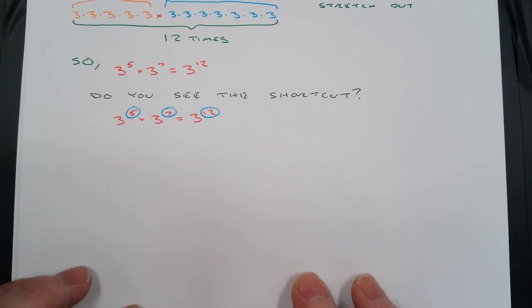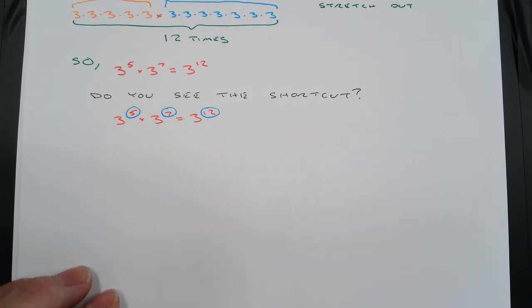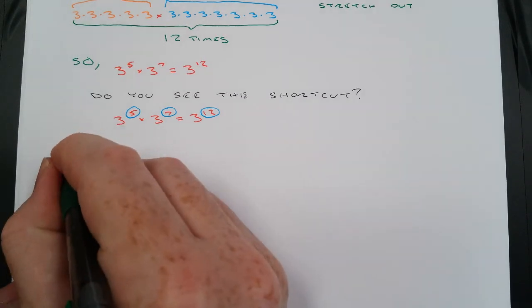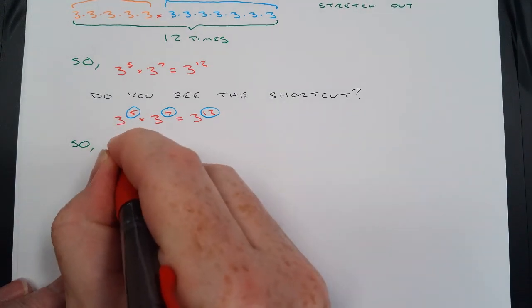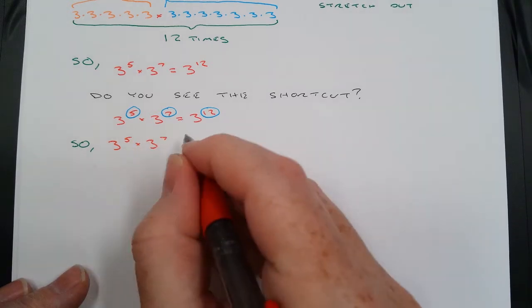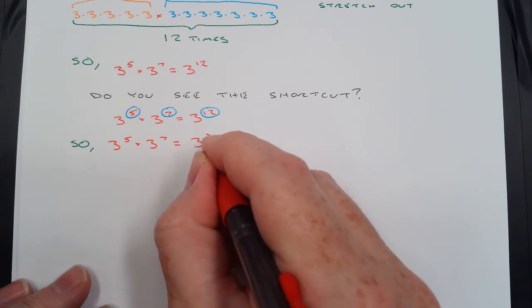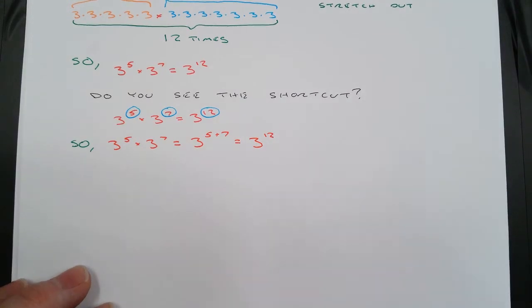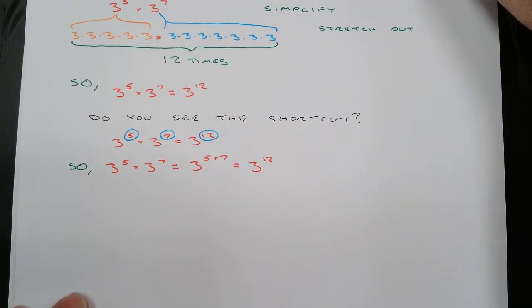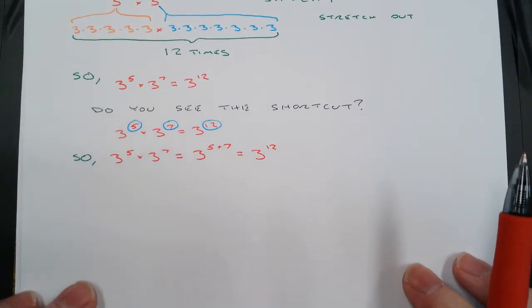Hopefully you do see the shortcut. The shortcut is 5 plus 7 makes 12. That's a fact family. That is connected. So, again, the trick is 3 to the 5th times 3 to the 7th. Here's the middle step, equals 3 to the 5 plus 7 equals 3 to the 12th. That is the rule. To prove the rule, you stretch it out. Or you can just use the rule.